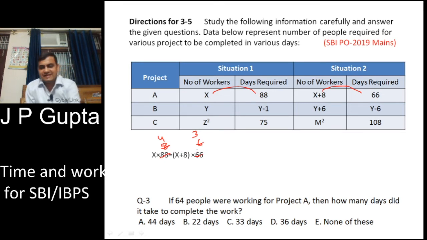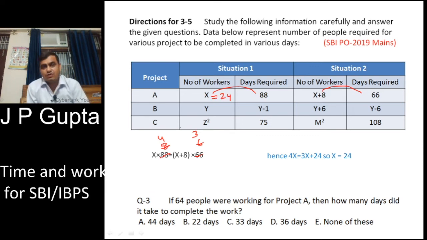So can we say that if we look at the information from project A, it will be like 4x equal to, and multiply 3 by x, so 3x, and 3 by 8, so 24. So here we have value of x as 24.